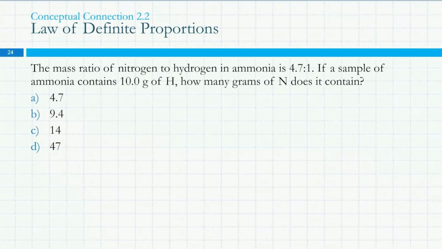So if the mass ratio of nitrogen to hydrogen in ammonia is 4.7:1, and a sample of ammonia contains 10 grams of hydrogen, how many grams of nitrogen does it contain? So what does this 4.7:1 mean? 4.7 of what to 1 of what? Nitrogen to hydrogen. So this is 4.7, not just nitrogens, but grams of nitrogen more specifically, to 1 gram of hydrogen.